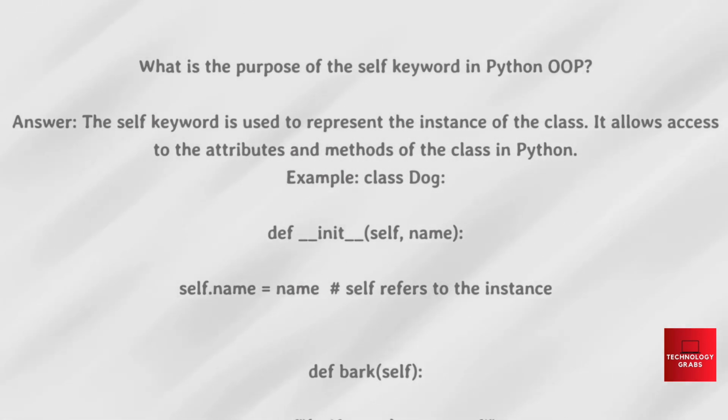Answer: the self keyword is used to represent the instance of the class. It allows access to the attributes and methods of the class in Python. Example: class Dog, def __init__(self, name): self.name = name # self refers to the instance. def bark(self): return f"{self.name} says woof".